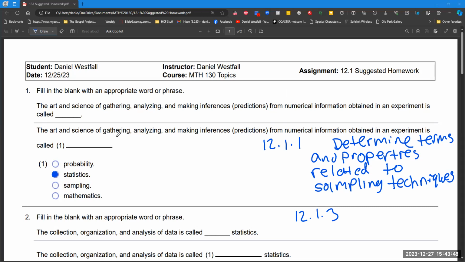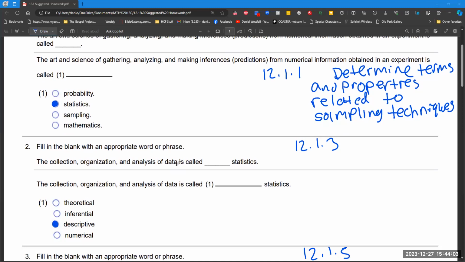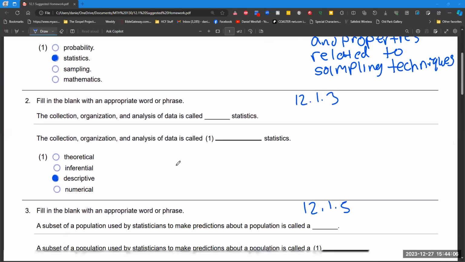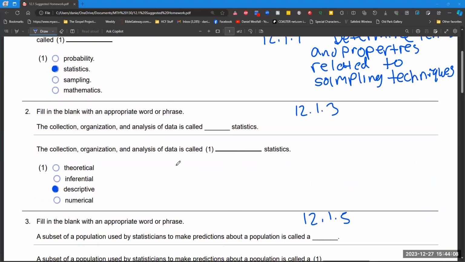So the first question, the art and science of gathering, analyzing, and making inferences or predictions, parenthetically there, from numerical information obtained in an experiment is called statistics. So what we're going to be studying here in chapter 12 is statistics. So we collect data, see if there's a pattern, see if we can make inferences or predictions from that data that may have a pattern to it.